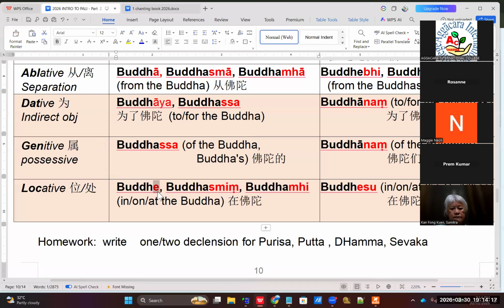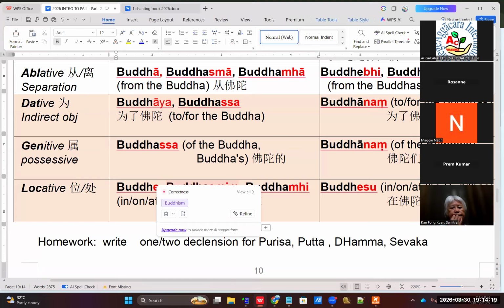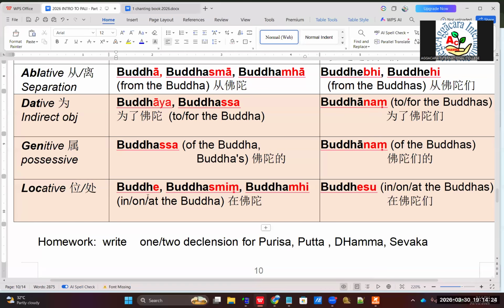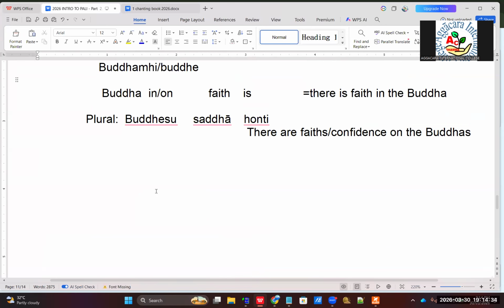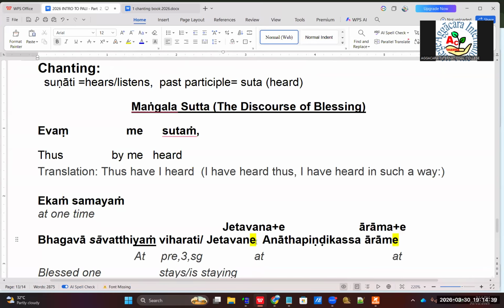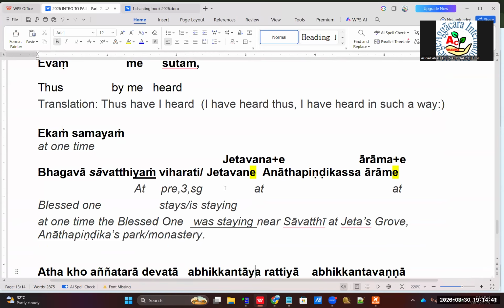Okay, so this E represents a locative one. It means on, in, or at. E here: in, on, at. So it's a locative singular here. Right? So at the Jetawana, at the park. All right, so this is a park here. So at the park, at Jetawana.